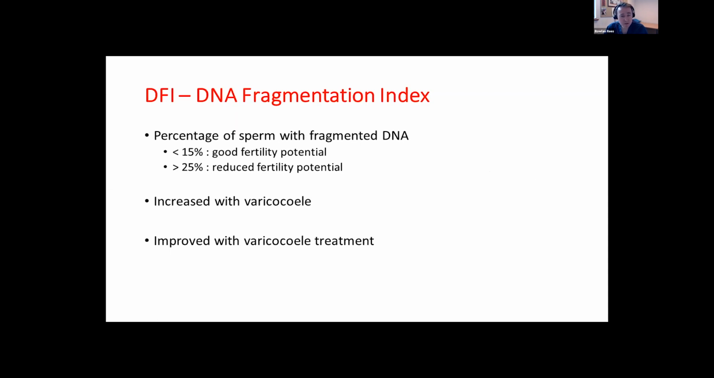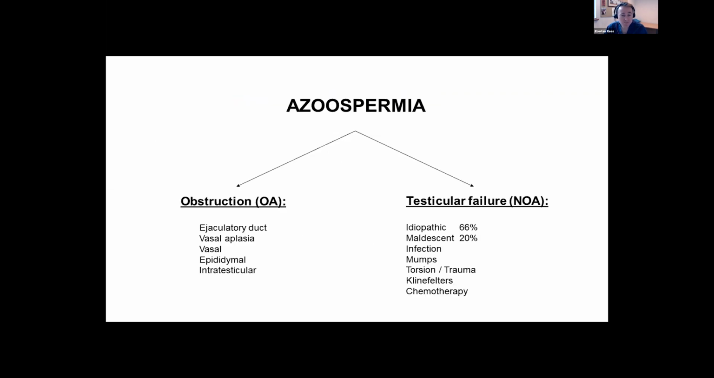Another investigation that is sometimes used, certainly not routinely, but it is available and can sometimes help, and that is the DNA fragmentation index. This tells us what percentage of sperm have fragmented DNA, and less than 15% generally equates to reasonably good fertility potential, whereas over 25% reduced fertility potential. And the relevance of this mostly really is in association with varicoceles, which increases the DFI, and there are some papers describing improvements in DFI with varicocele treatments.